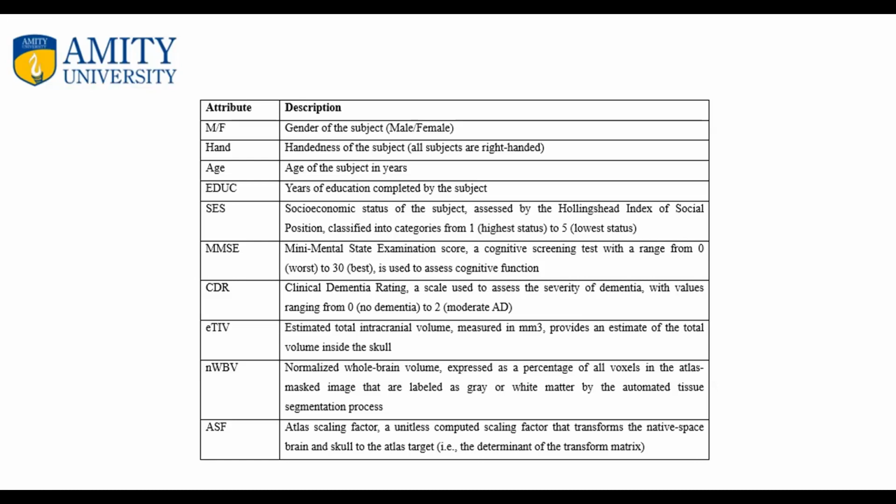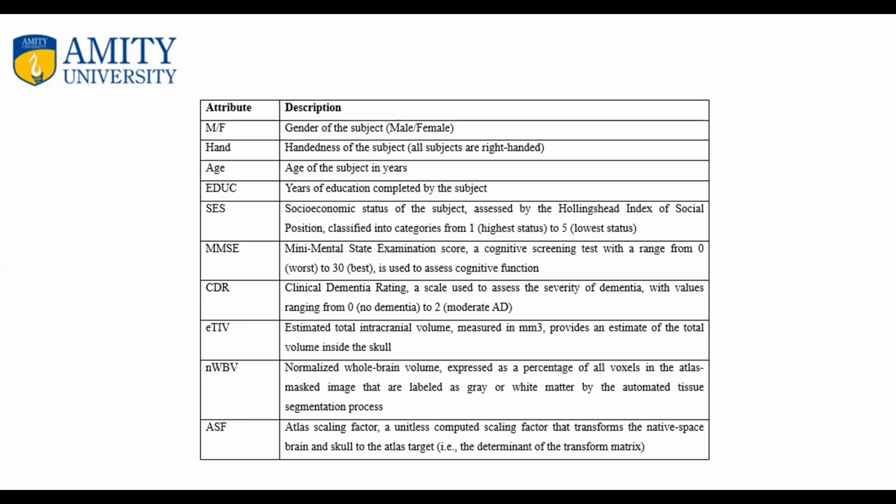Estimated intracranial volume estimates the total volume inside the brain in cubic mm. Normalized whole brain volume expresses the whole brain volume as a percentage of gray matter and white matter. And Atlas scaling factor, which is unitless, is a scale factor transforming the brain skull to the Atlas target. In summary, these attributes provide crucial information for disease prediction of dementia and its assessment.